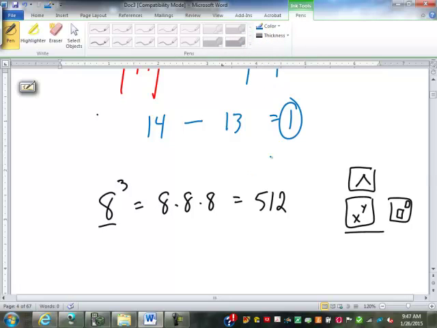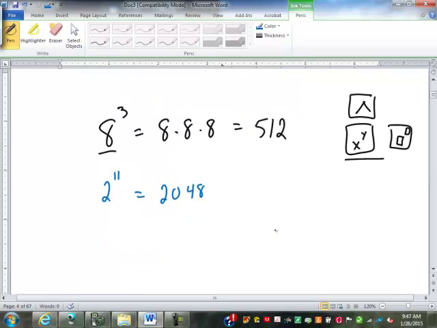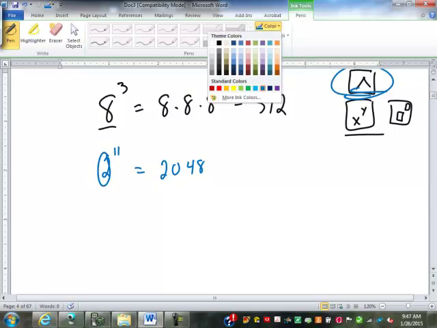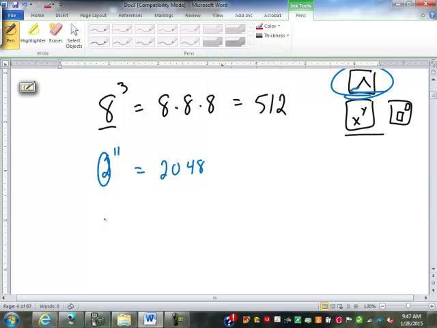For those of you that have your calculator with you, I'll have you try this one. 2 to the power of 11 should get 2048. So you do 2, then caret, then 11. It's like if you were to do 5 to the power of 4, it'd be 5, caret 4, should give you 625.